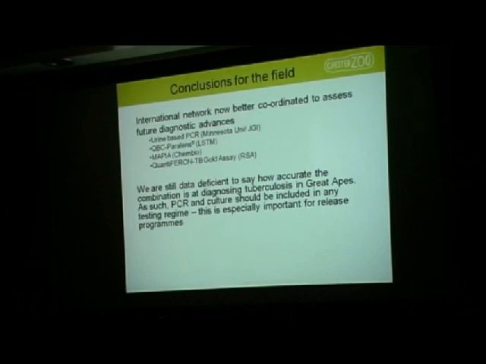So, we are still data deficient to say how accurate the combination is at diagnosing tuberculosis in great apes. We have a sample size that is too small. So as such, we must recommend that PCR and culture should be included in any testing regime, which is precisely what we're trying to get away from, but it's especially important for release programs. In zoos, it's a pain in the bottom. In the UK, we use the skin test for our apes. We don't bother using the chromostat pack anymore based on this result, but we will PCR and culture everything.